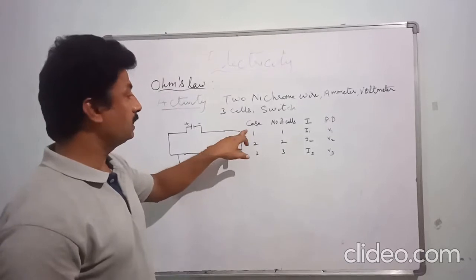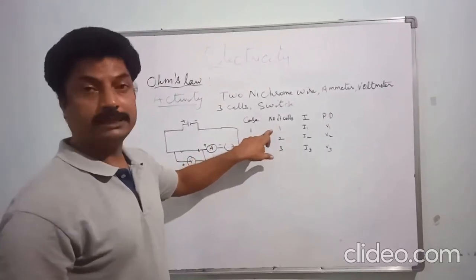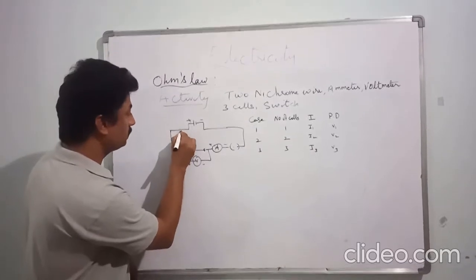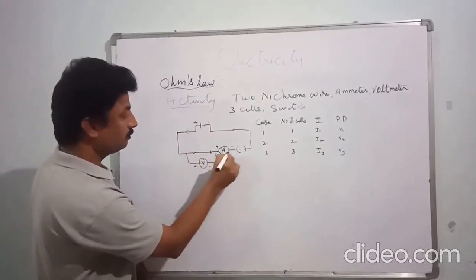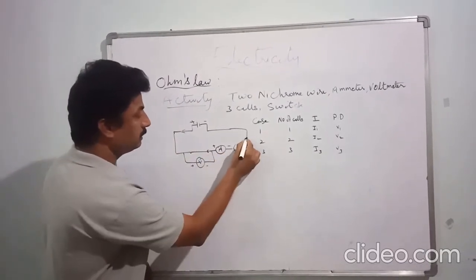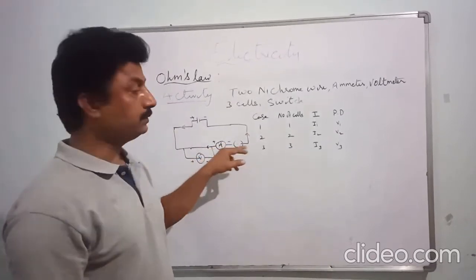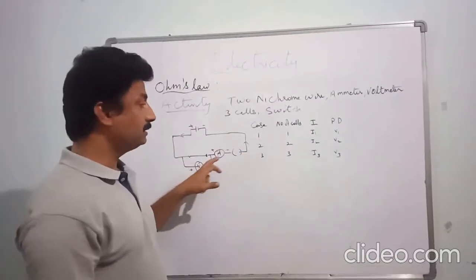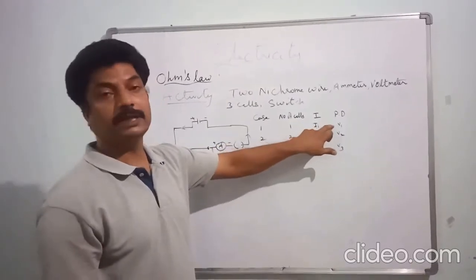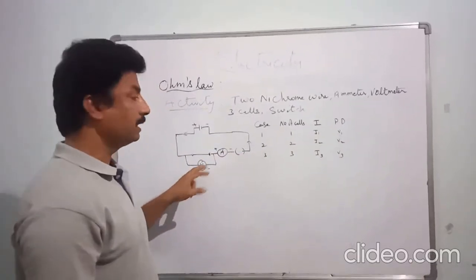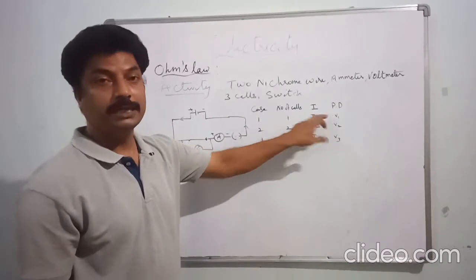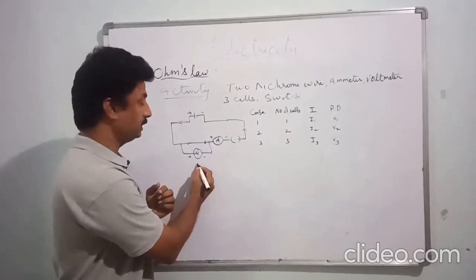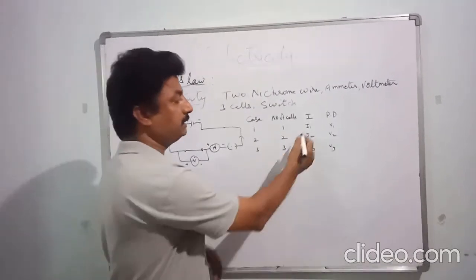You can see here case 1: if the number of cells is 1, the current is flowing from here, right? The current always has to be mentioned with its positive direction. In this way it will go. The current will be passing through this one. I1 is nothing else but the current which is flowing, and the voltage which you are getting is nothing else but V1. You will measure this V1 in the voltmeter.